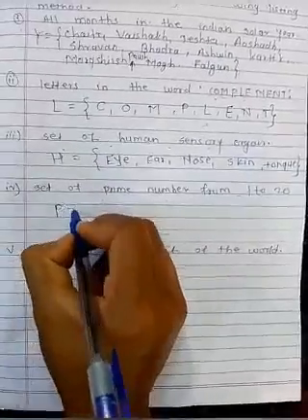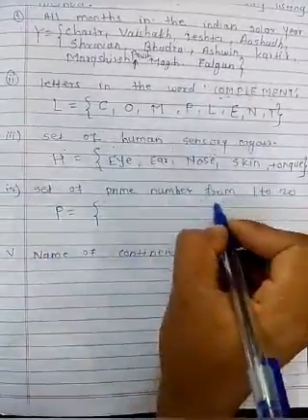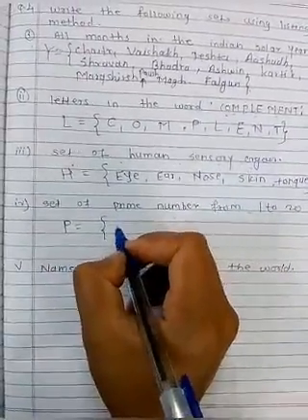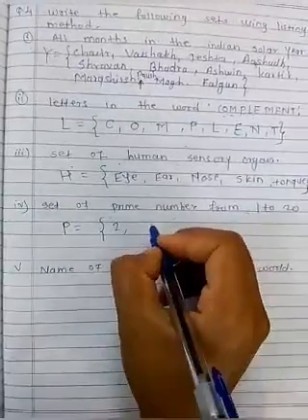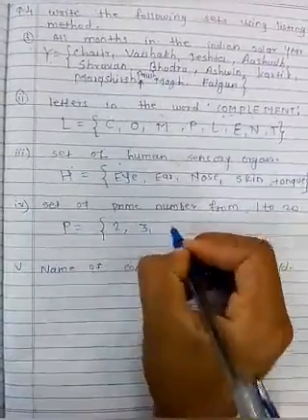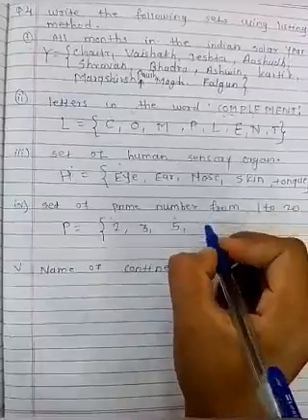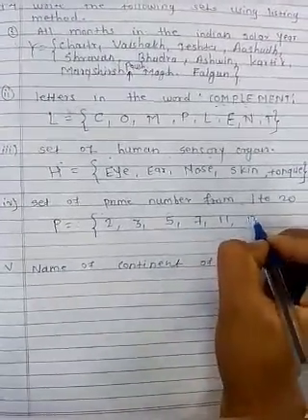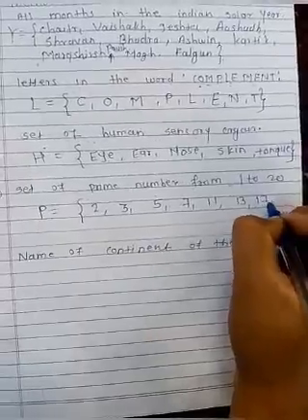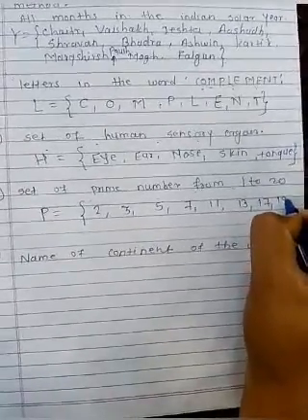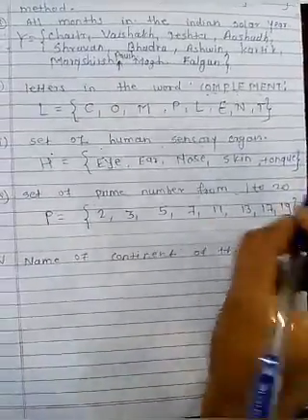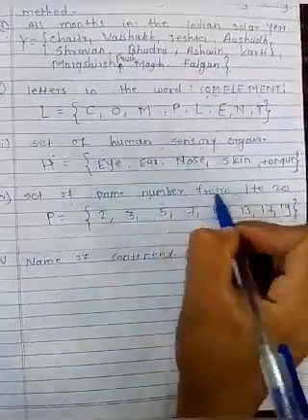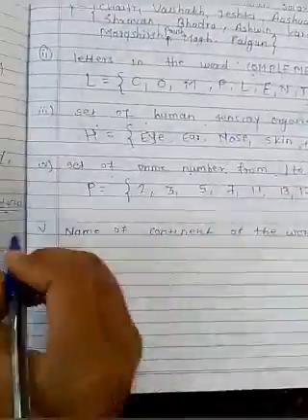Prime numbers from 1 to 20: 2, 3, 5, 7, 11, 13, 17 and 19. These are the prime numbers between 1 to 20.